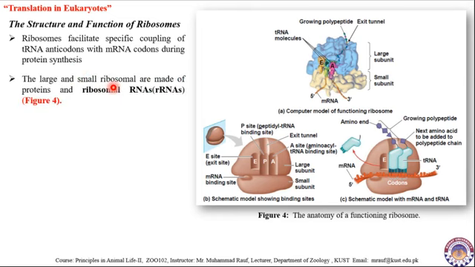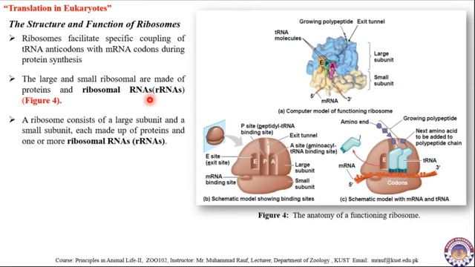The large and small ribosomal subunits are made up of proteins and ribosomal RNA. A ribosome consists of a large subunit and a small subunit, each made up of proteins and one or more ribosomal RNAs.